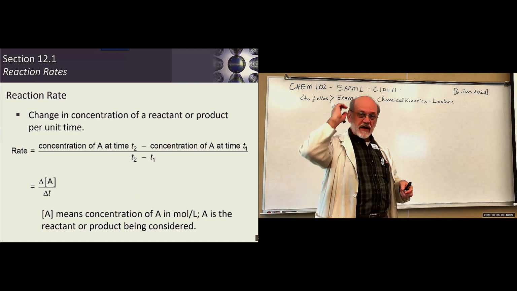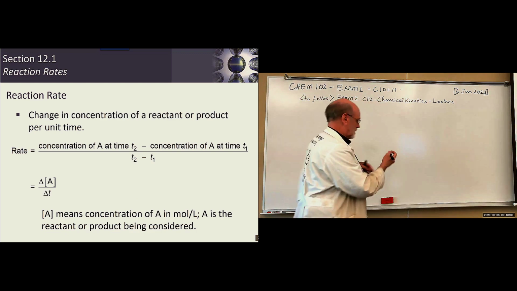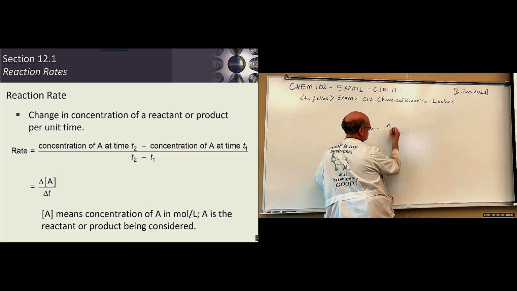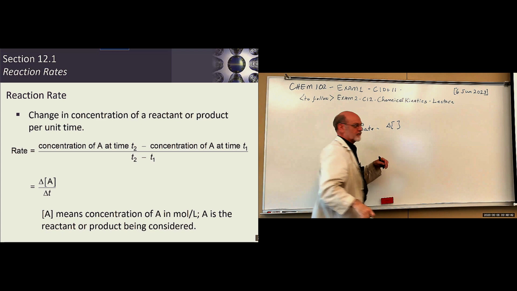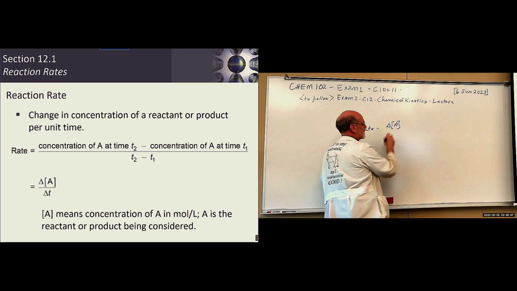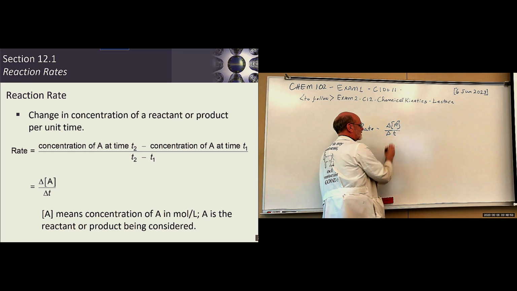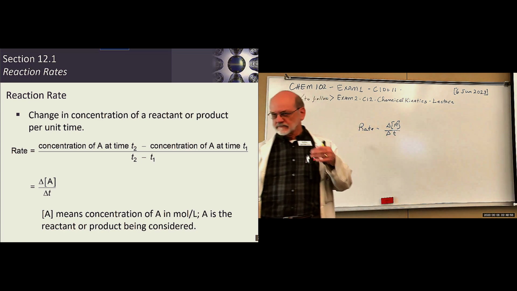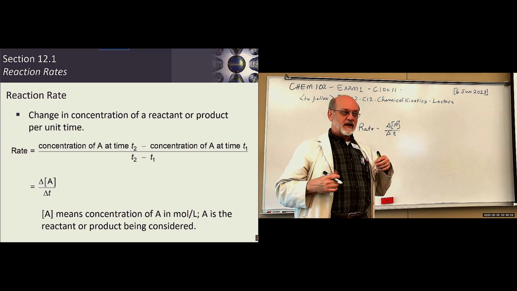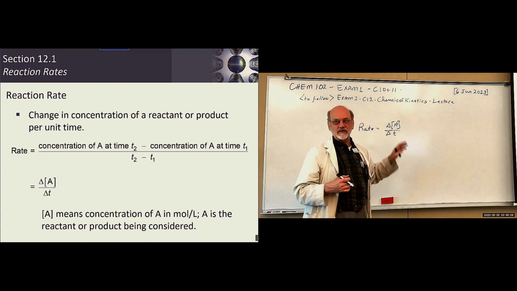All right, we express reaction rates as a change in concentration. I'll just use that to represent concentration of something. Well, they're using A, so let's put an A in there. A change in concentration with a change in time. So it's like any rate. If you've studied anything related to physics, velocity is a change in distance over time. So this is a change in concentration over time.